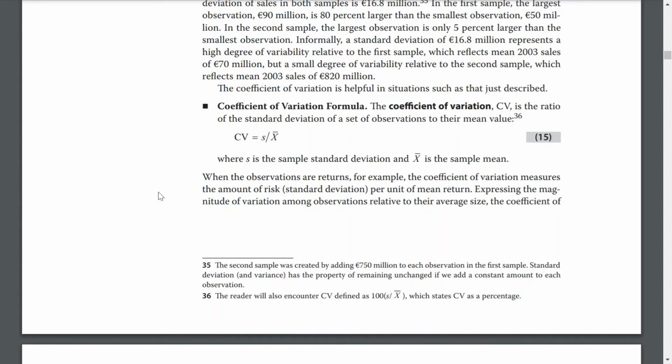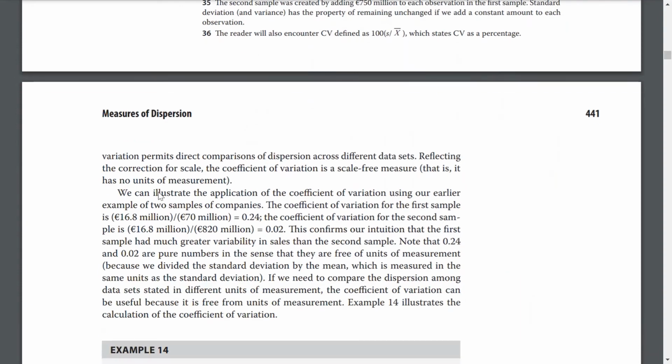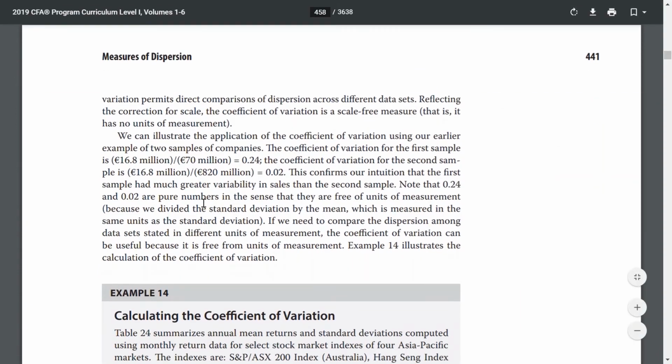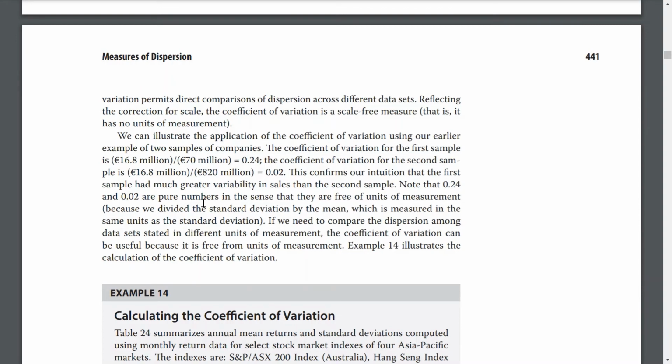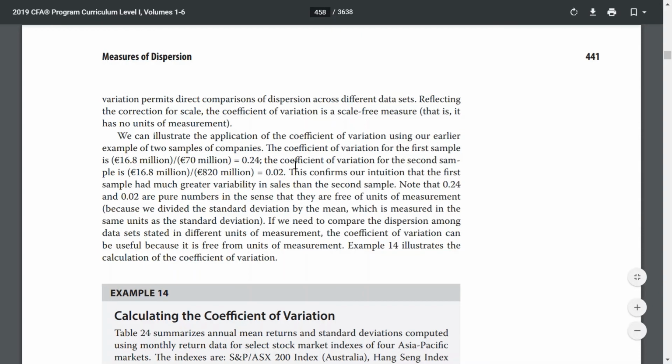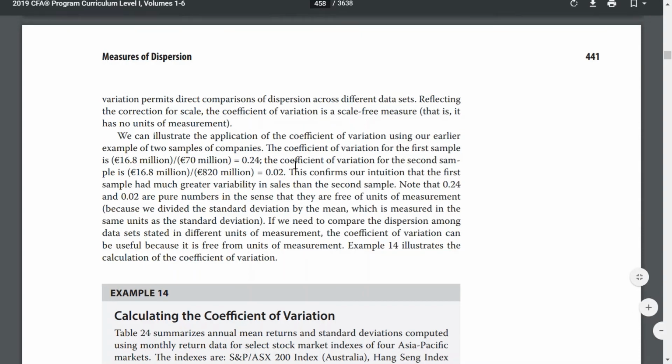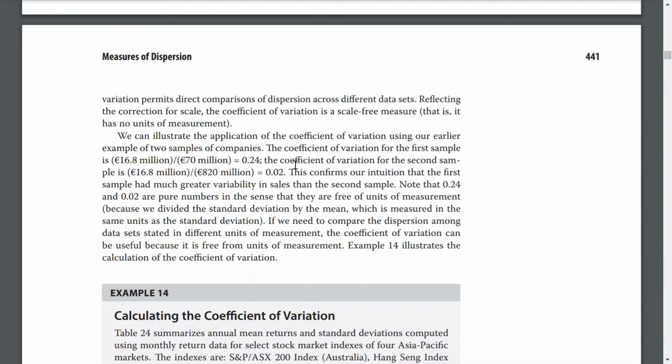The coefficient of variation permits direct comparison of dispersion across different data sets, reflecting a correction for scale. The coefficient of variation is a scale-free measure. That is, it has no unit of measurement.